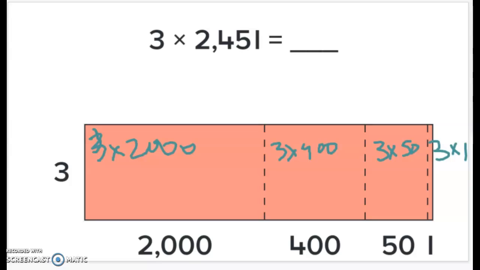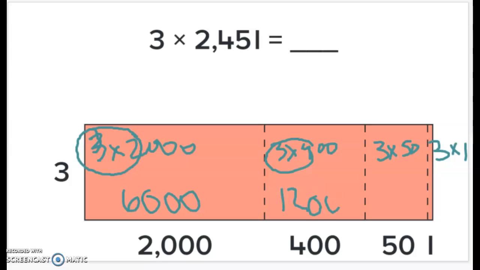So 3 times 2,000, we could think about our ones, or 0 rule. 3 times 2 is 6, and then 3 zeros. So that makes sense, right? 3 groups of 2,000. We could skip count 2,000s 3 times: 2,000, 4,000, 6,000. 3 times 400, so 3 times 4 is 12, plus 2 zeros, so 1,200. 3 times 50, 3 times 5 is 15, so 150, add that 0. And 3 times 1 is 3.